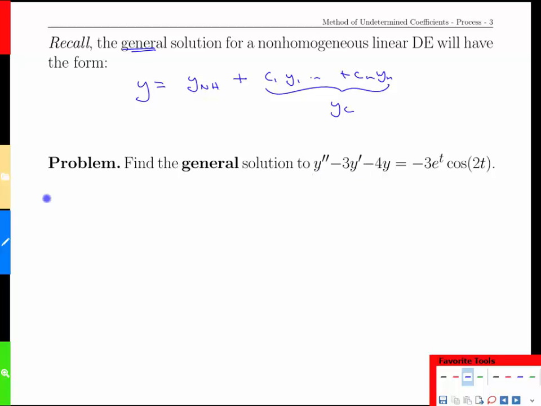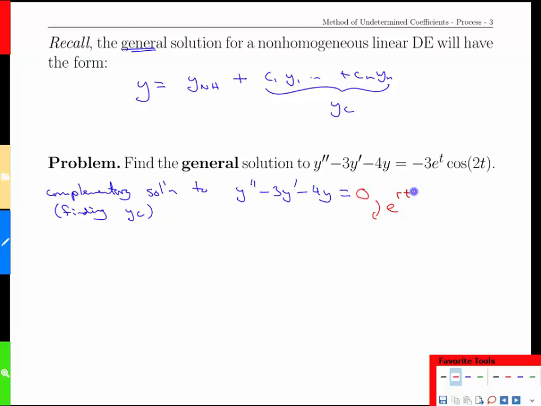In this case here, let's talk about the complementary solution. It would be the same equation on the left-hand side, standard form, but equal to 0 and not equal to the right-hand side. This is our finding YC. Well, we know what we do with this part. Remind ourselves that we assume that we have an e to the rt form. We get r squared minus 3r minus 4 equals 0.